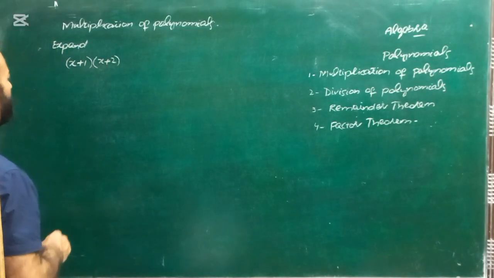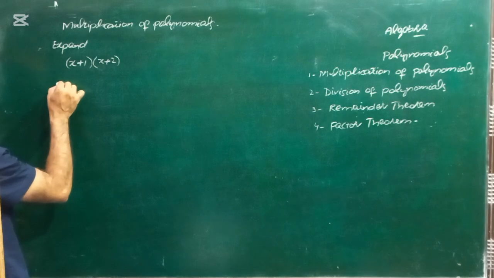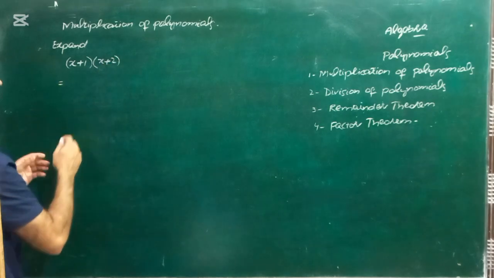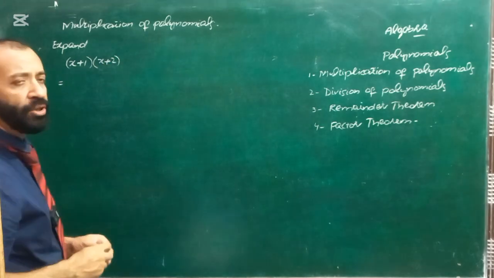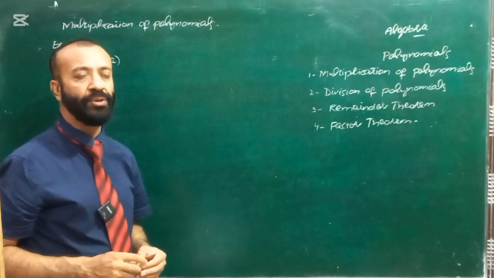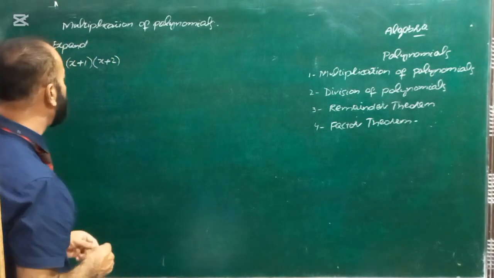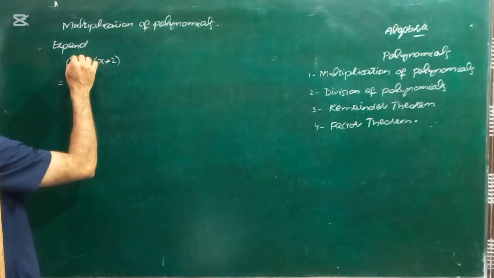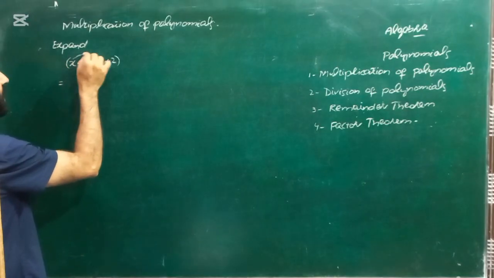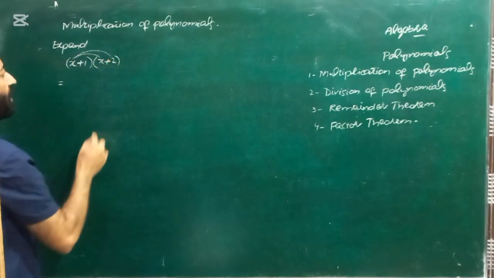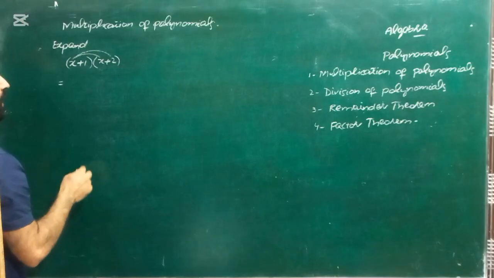The questions which come in the paper from this topic are of this kind: expand. This question will be much easier for you because you have done it a lot of times before. The method is simple. First, you will take the first element of the first bracket and multiply it one by one with the other elements of the second bracket.